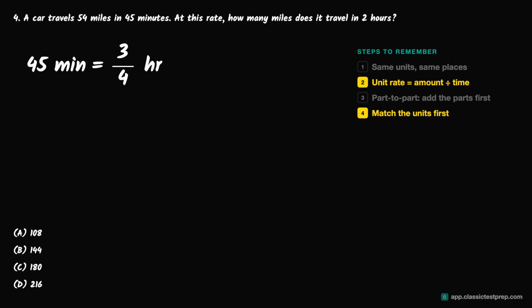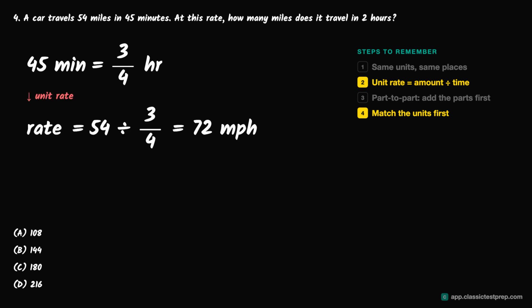Now we want the unit rate. So 54 divided by 3/4 is 72 miles per hour. Multiply that by the time to get the output. So 72 times 2 is 144 miles, and that's answer B. Once again, the tempting trap for this one is going to be doubling the 54 and getting 108. But that move forgets that the trip actually took less than an hour. Okay, so watch out for that.